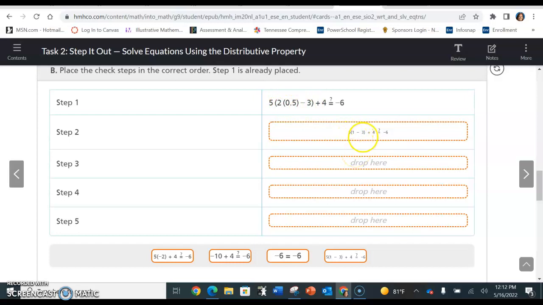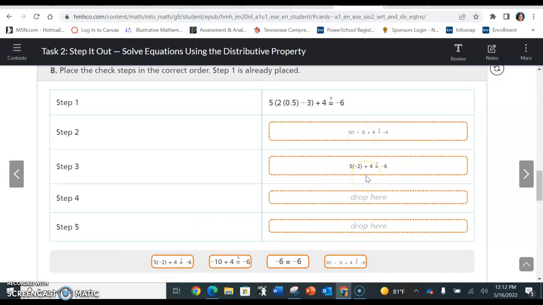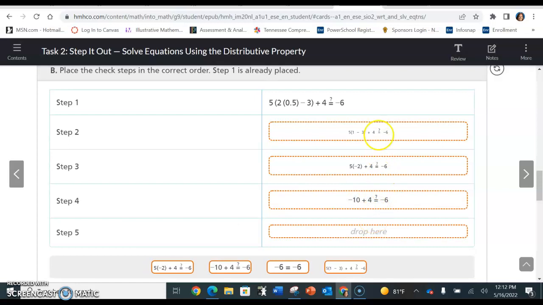Then you're still working inside the parentheses, so 1 minus 3 is negative 2. Everything else stays the same, but we do inside the parentheses first. Then we multiply. 5 times negative 2 is negative 10. And you notice there's the question mark here because we're checking this. So we don't know that these are equal yet.